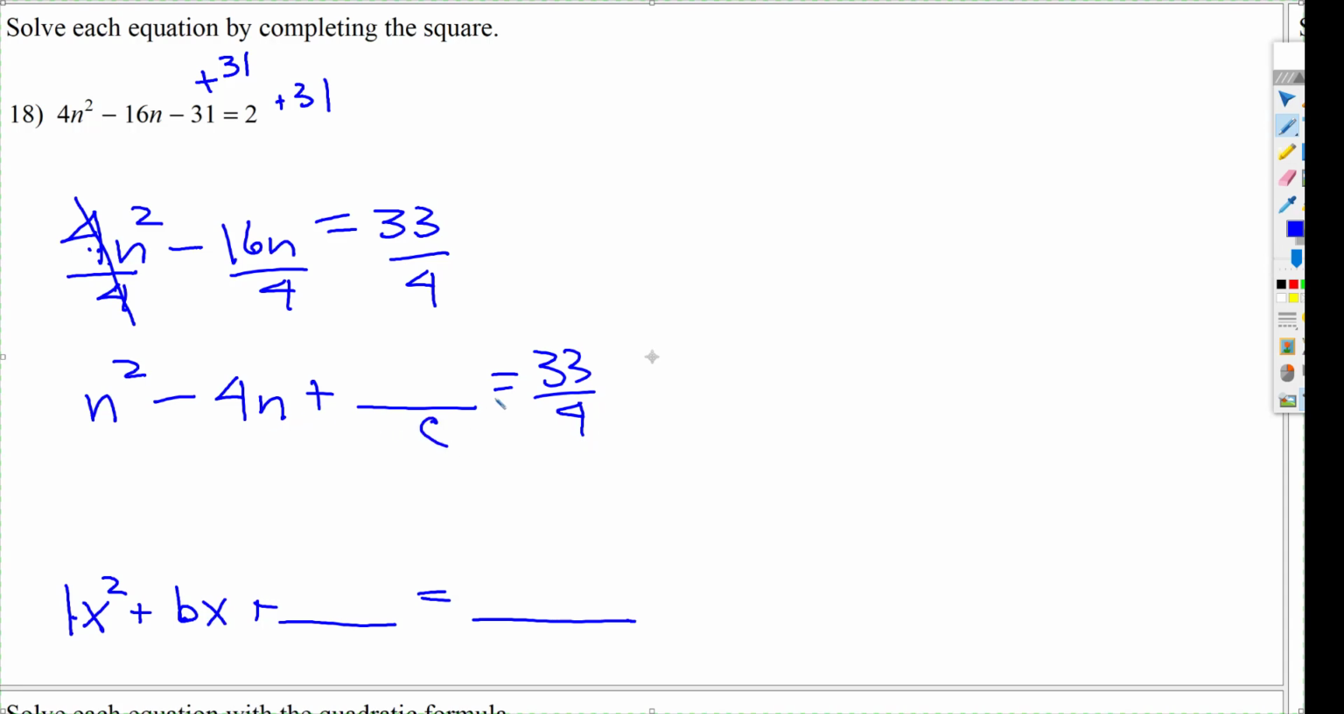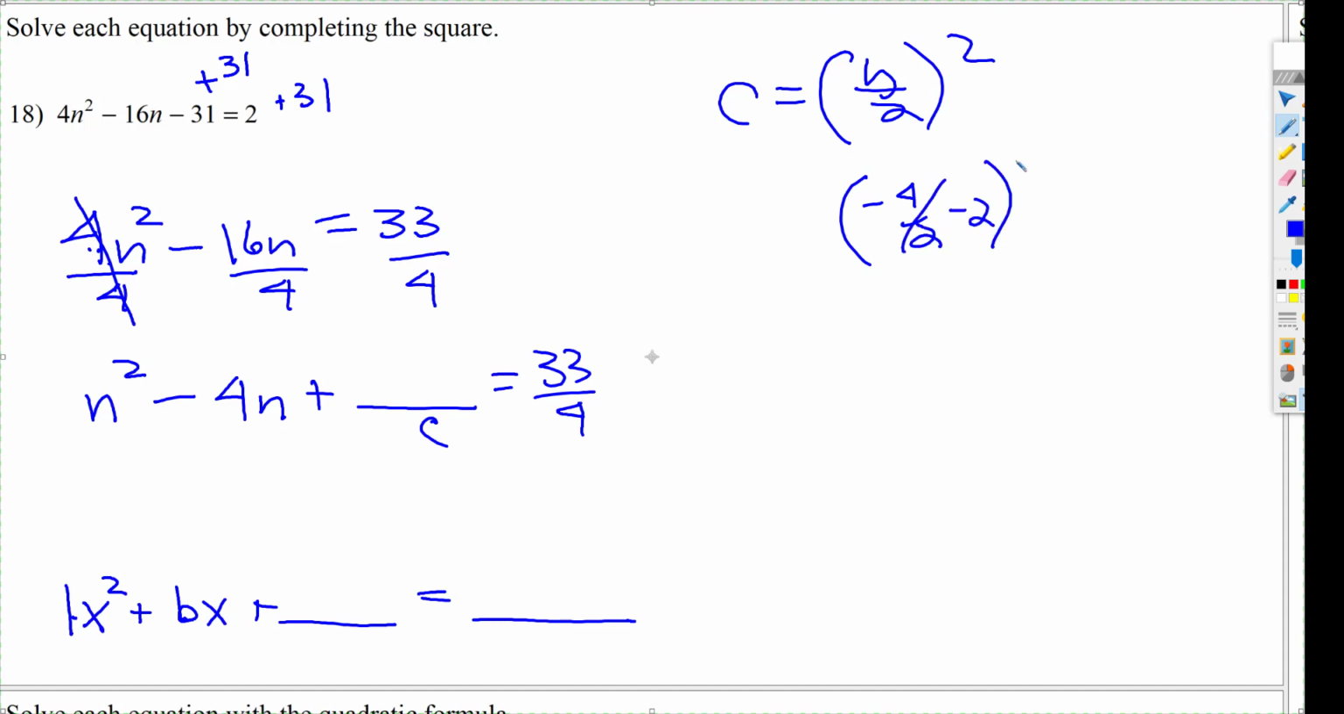Now here's the c value, and remember c is half of b squared. So half of -4 is -2 squared. Well, -2 squared is 4. When I add 4 to this side, I want the denominator to be the same. So 4 is the same as 16 divide 4. And when I add that, I get 49 over 4.